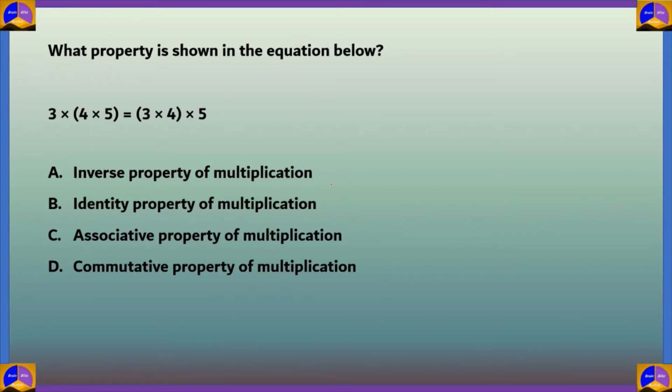Let's look at each of these properties. Now, the inverse property of multiplication states that the product of a fraction and its reciprocal, sometimes known as multiplicative inverse, is equal to 1. So 3 by 4 times 4 by 3 is equal to, so 3 times 4 is 12, 4 times 3 is also 12, so 12 by 12 is 1.